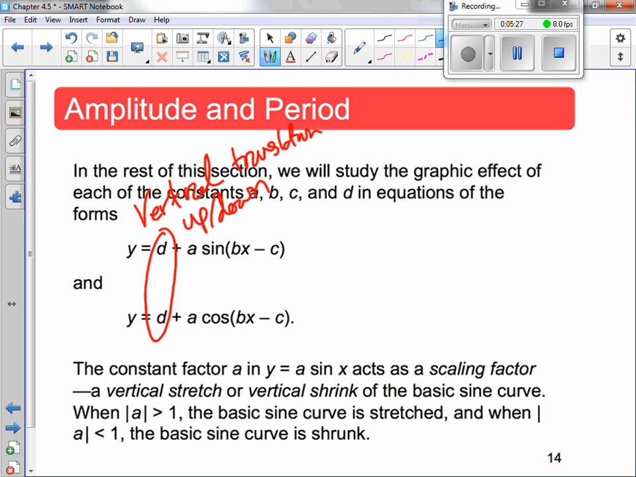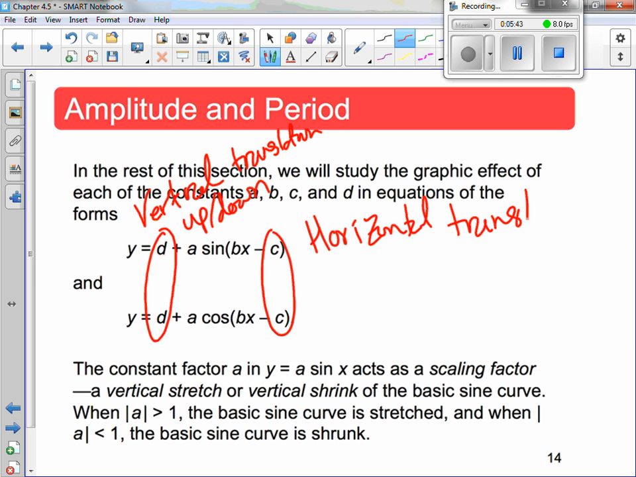We can move it up or down, which means we can also move it left or right. We can have c, yes. Our c would be the horizontal translation. Negative, left, or is it right?